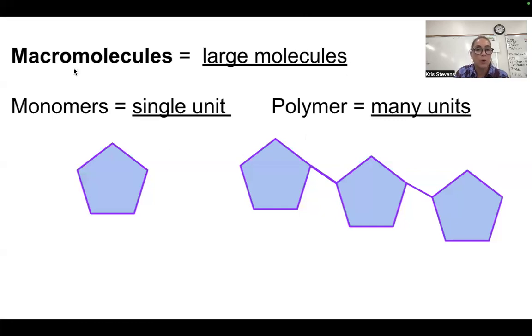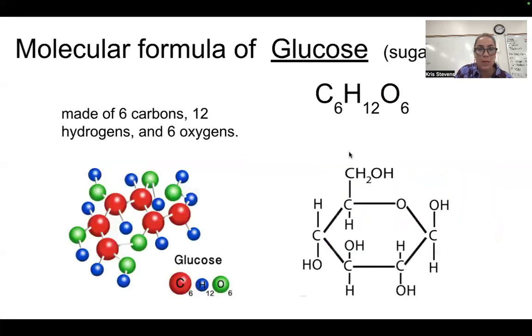Macromolecules. Macro means large. So these are the large molecules. A monomer is a single unit and a polymer is many units. There are 4 major macromolecules that are the basis for life, and macro is big again. They all are composed of smaller single units, which is monomer. Mono is 1, poly is many.